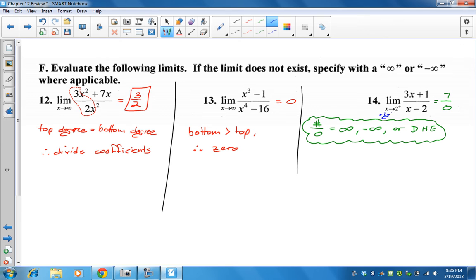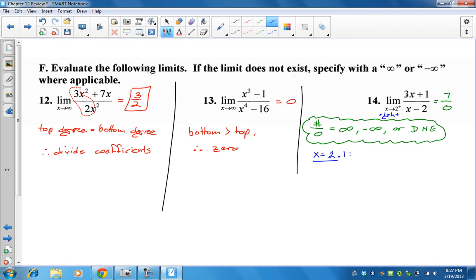The way we figure it out is, I'm coming from the right side of 2. So I plug in a number that's just on the right side of 2. Now, you'll probably be okay if you plug in 3, but I like to stay really close to 2. So I'm going to plug in something like 2.1. And all I care about is whether I get a positive or a negative.